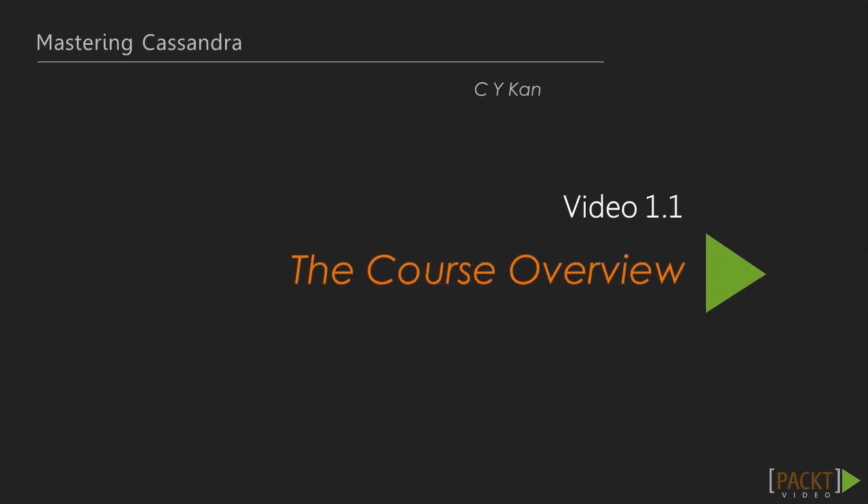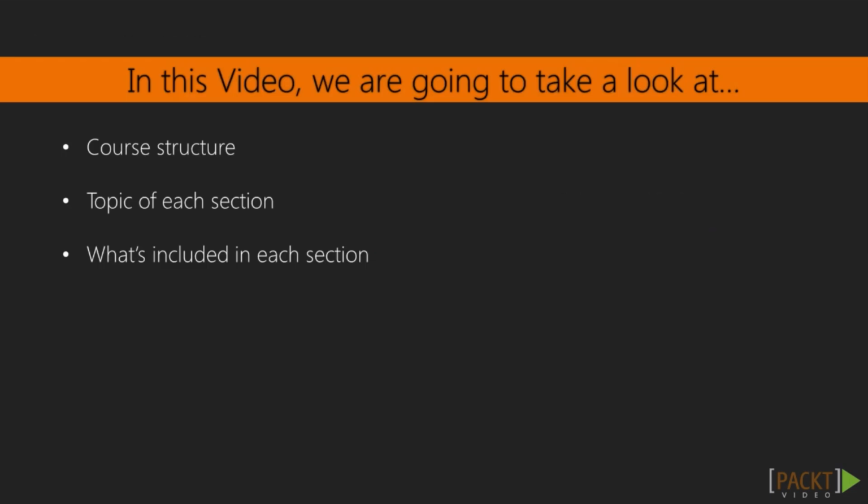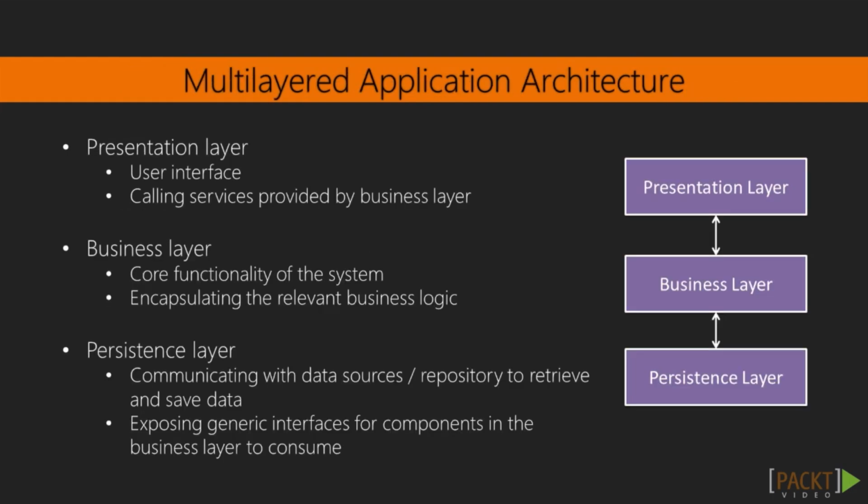This is the very first video. Here you'll have an overview of this course. We're going to take a look at the structure of this course as a whole and the topics included in each section. This course is divided into 10 sections. Section 1, Introducing Java Web Development. It gives general background knowledge of using Java to develop web applications, including web and persistence frameworks. It also highlights the high-level design of the demo application to be developed over the course, called Cassandra Web Trader.